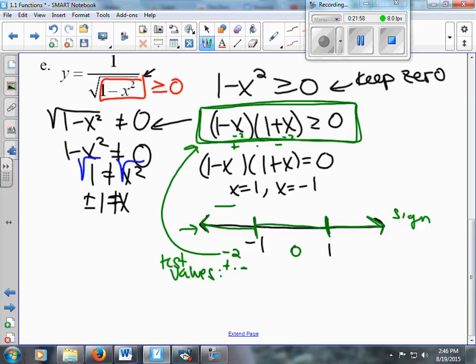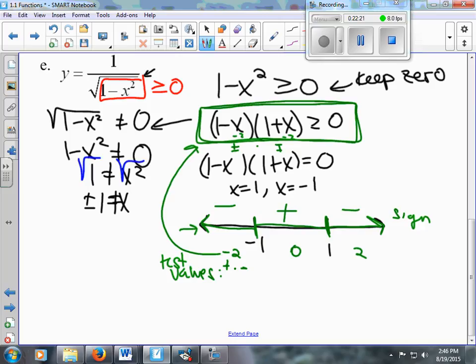Here I'm going to test the value of 0. When I plug 0 in, I actually get 1 times 1. That's positive. But I get a positive times a positive. And then lastly, I'm going to plug in 2. So when I plug 2 in, I get a negative times a positive. And a negative times a positive is negative.